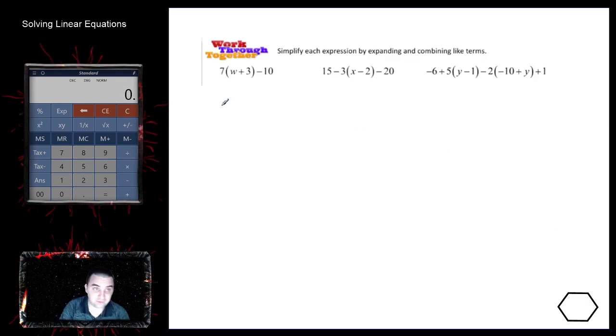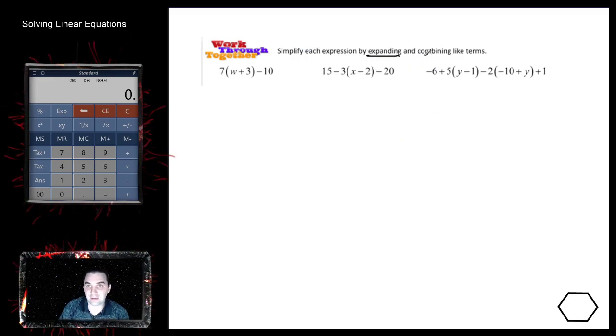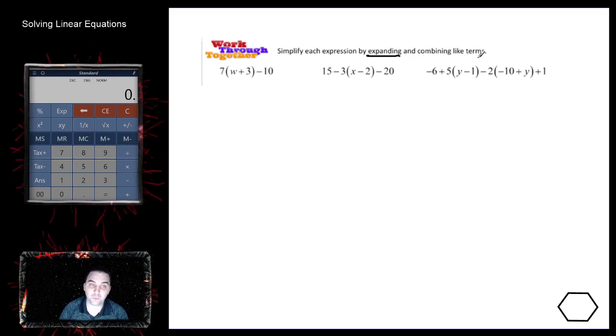This is the last page for this video. Simplify each expression by expanding. That's what we just did. And then combining like terms. That's what we did in a previous video.